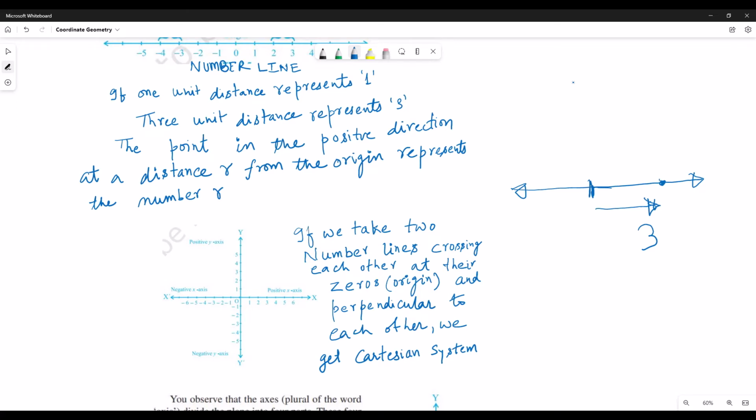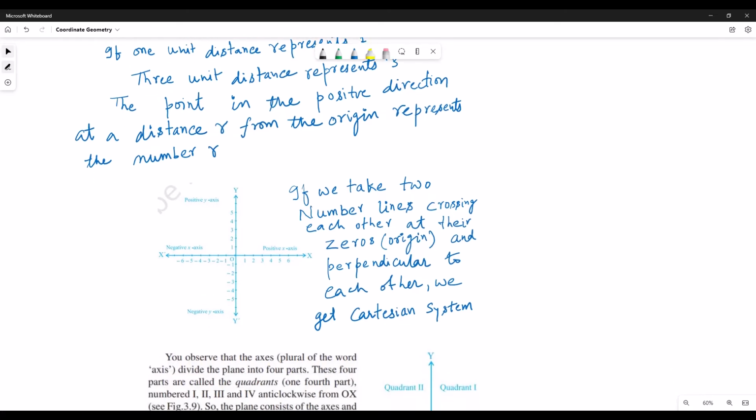So that point can be any point here, right? All these points are 3 units away in the x direction. So we cannot uniquely identify a point in a plane with only one number line. We need two directions so that we can uniquely identify a point in a plane.